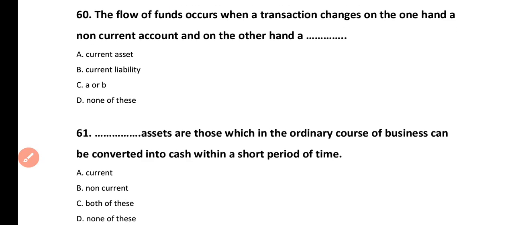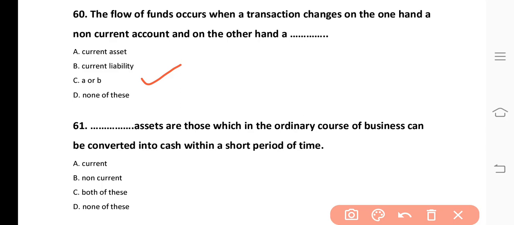MCQs number 60. The flow of funds occurs when a transaction changes, on the one hand, a non-current account and, on the other hand, a dash current account: current assets, current liabilities, A or B, none of these. So the correct option is option C, A and B, current assets and current liabilities. Fund flow occurs when there is a change in current assets and current liabilities. So the correct option is option C.